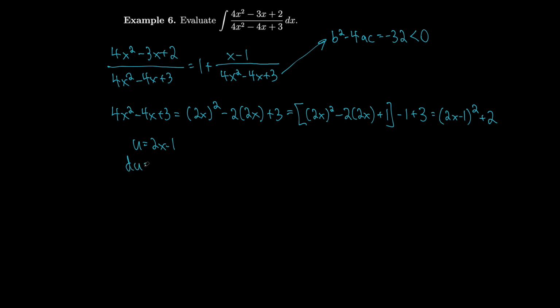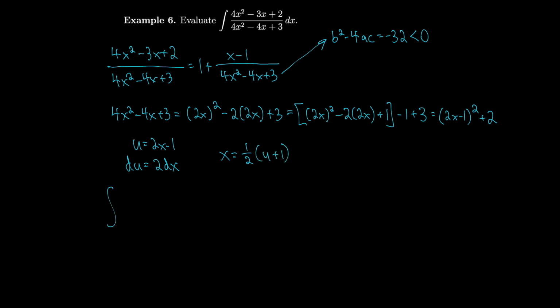So then du is equal to 2 dx. We need to know what x is equal to, though, because there's still an x − 1 up here. Since u is equal to 2x − 1, we'll add 1, we get u + 1 equals 2x, so x is equal to half of (u + 1).